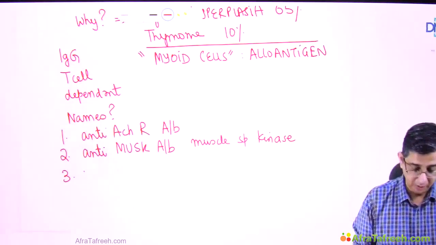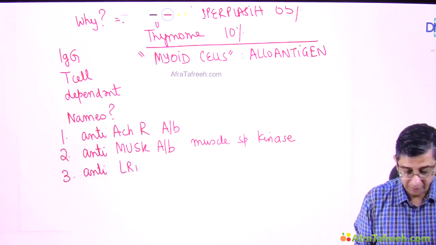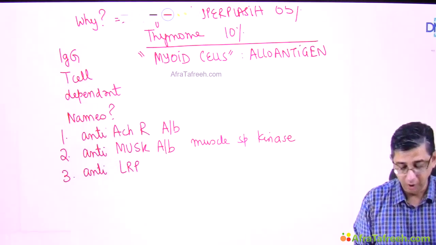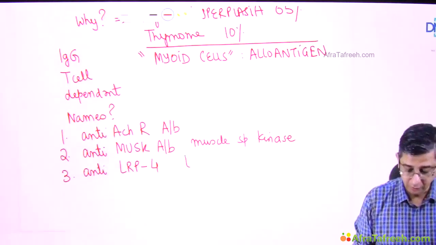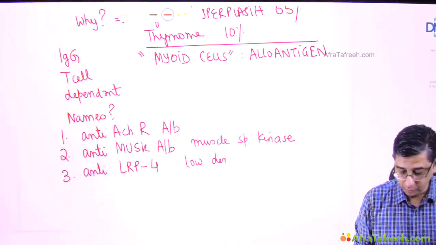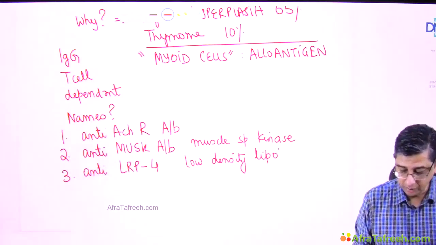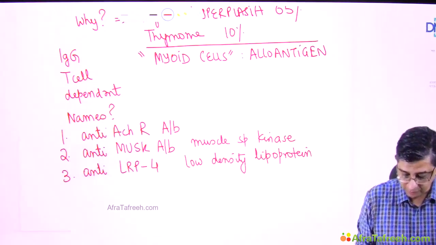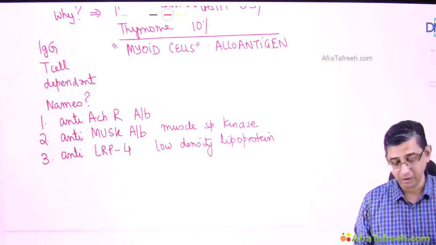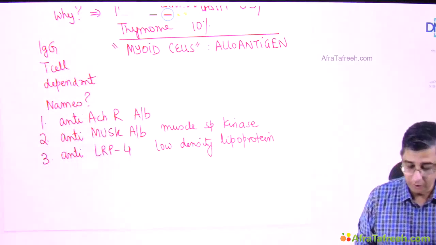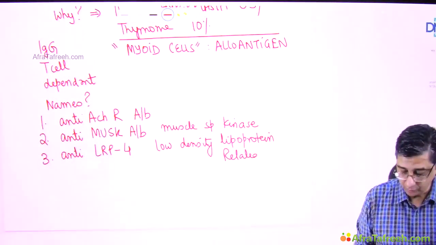The next special name to be remembered, otherwise third in the serial order, is called anti-LRP4 antibody, a very peculiar name. Let's have a look at the full form here. That is low density lipoprotein. Now, traditionally we study about LDL, HDL, etc. But then here is a slightly overlapping name containing antibody that has to be remembered. It is called LRP4, that is low density lipoprotein related protein 4 antibody.